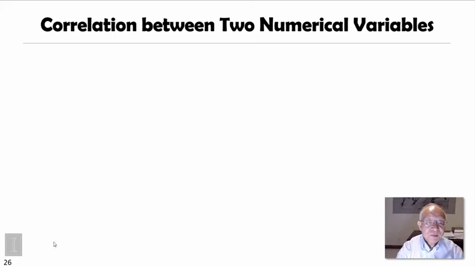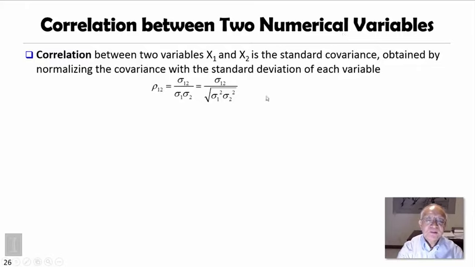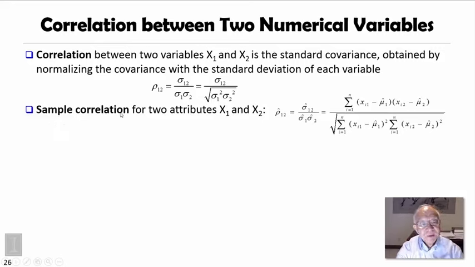Then if we want to normalize them, we will introduce the correlation coefficient. For two numerical variables, we want to study their correlation, which is essentially the standardized covariance. That means we normalize the covariance value with the standard deviation of each variable. So the correlation coefficient is defined as the covariance divided by the product of their standard deviations, or the covariance divided by the square root of the product of their variances. For the sample correlation of two attributes X1 and X2, rho 1,2 hat is essentially their sample covariance sigma 1,2 hat divided by the product of their sample standard deviations. In a concrete formula, we can write it this way.